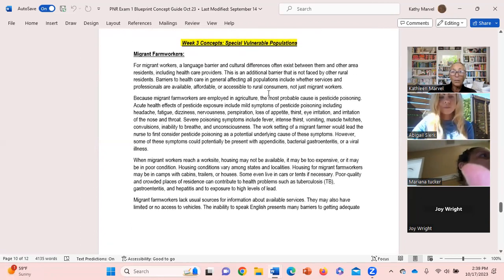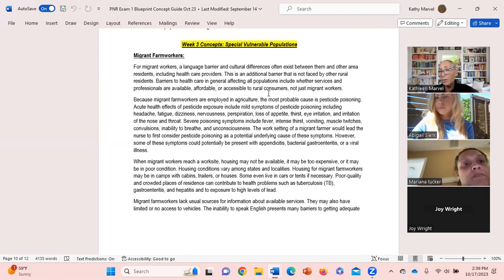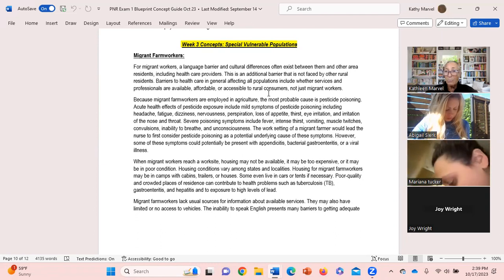And then this week we just finished going through the most important facts to know about these special vulnerable populations. We talked about migrant farm workers. We talked about certain risks: language barriers, cultural differences, barriers to access, barriers to healthcare, barriers to special services. Are the services even affordable?